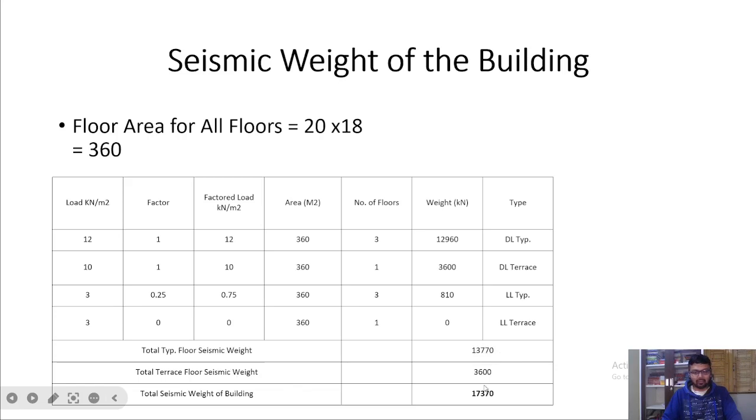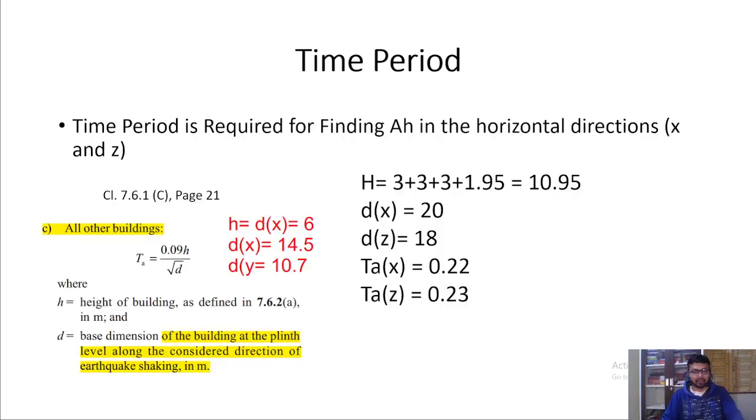If we add these two, the total seismic weight of the building comes as 17370. So this is the total seismic weight of the building. Remember that we ignore the self weight of the building. So in STAAD.Pro also, when you do the design calculations, we'll ignore the self weight of the building. Like this we'll get accurate results.